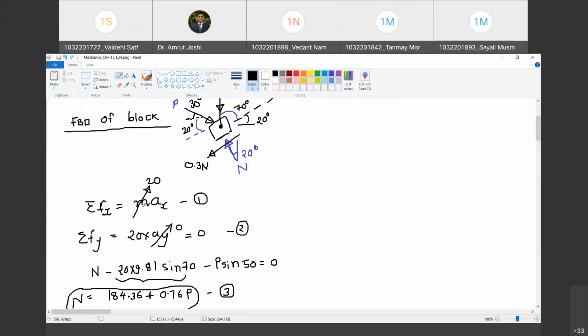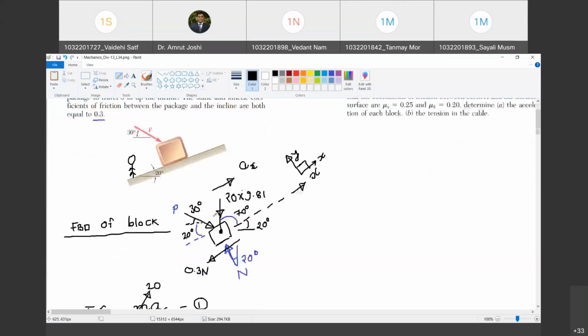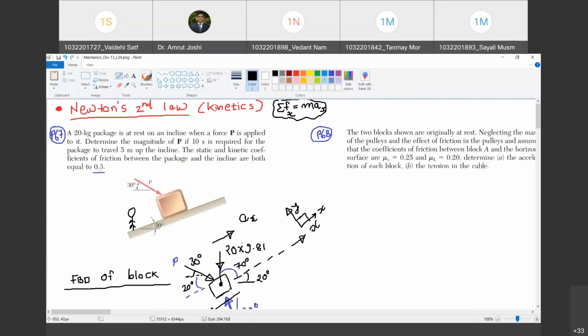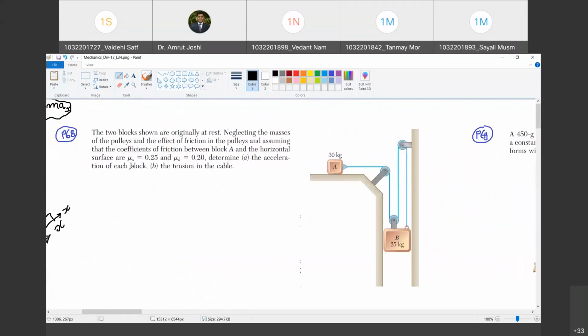So therefore, that is the value of P required. Are you with me? Yes, sir. As you can see, we have considered all the forces and masses. Therefore, we are dealing with kinetics and not kinematics. Happy? Yes, sir. Now, can you read the next problem for me?